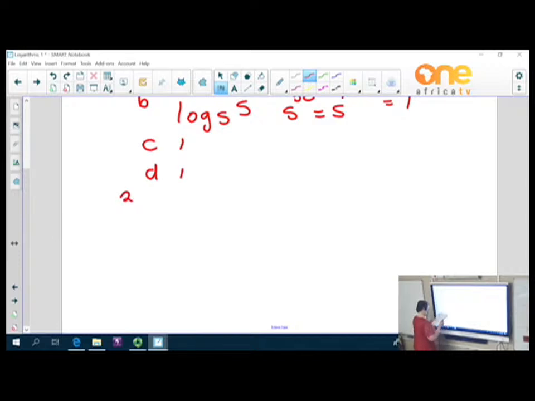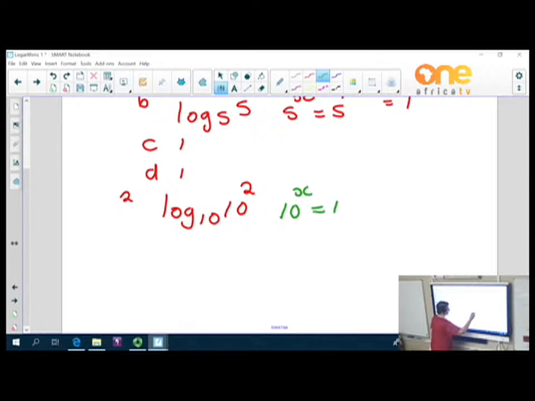Question 2 there. Without using a calculator, find the value. Now this one looks like log base 10 of 10 to the power of 2. Again, I'm rewriting it in index notation. So 10 to the power of what is 10 to the power of 2. My bases are the same. So there's the solution, and the answer is 2.